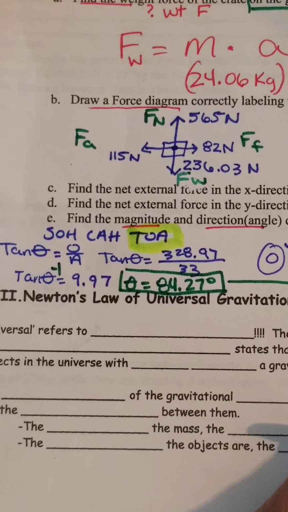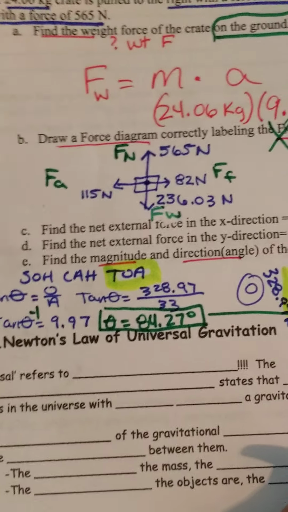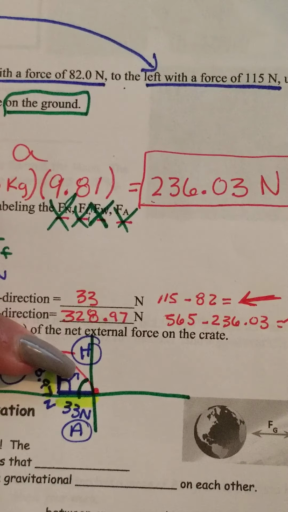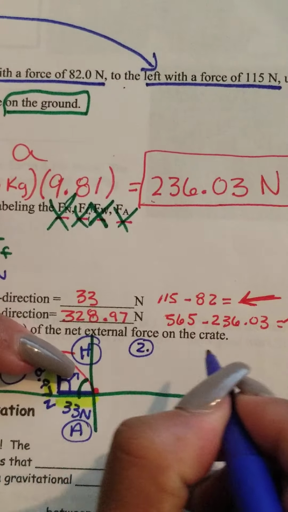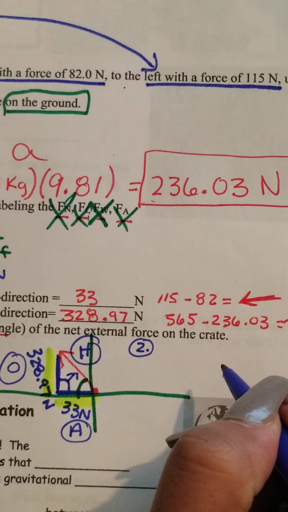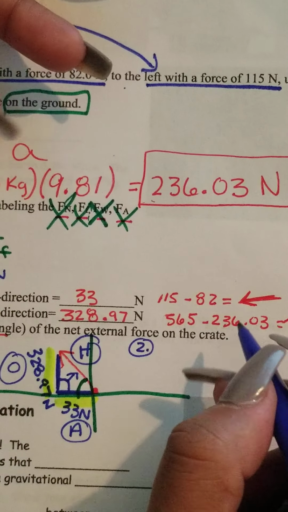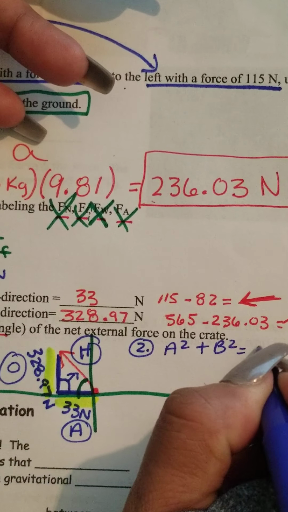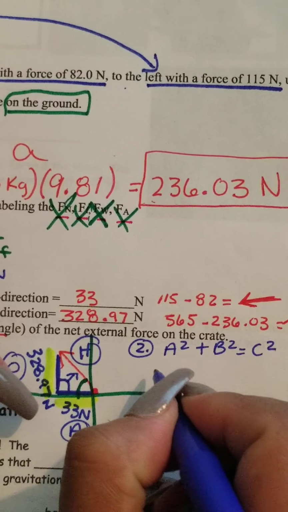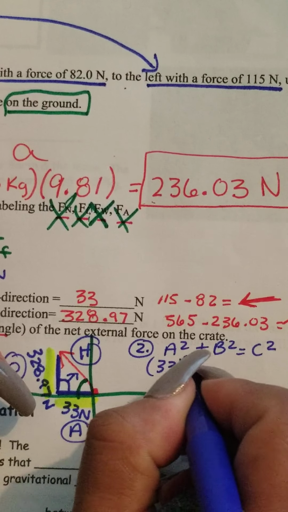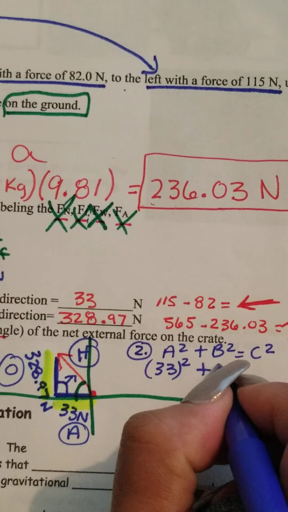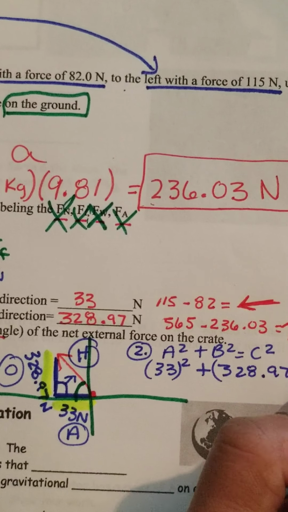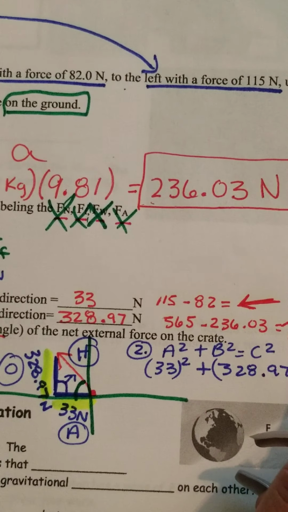Okay, let's do the other part. The other part is finding the hypotenuse leg, right? Finding this leg right here. So I'm going to come over here. I'm going to write part 2. And again, your choice. You can SOHCAHTOA or you can Pythagorean. A squared plus B squared equals C squared. 33 squared plus 328.97 squared equals C squared.